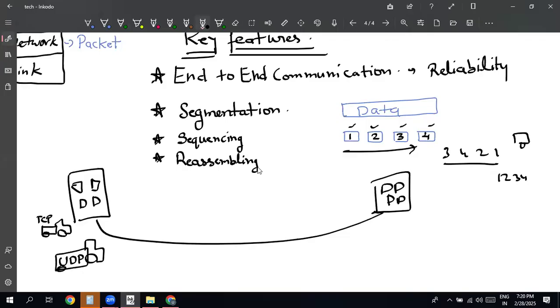Sometimes your traffic might get lost, your data segments might get lost in between. So retransmission, or error detection and recovery of traffic, is also one key feature of the transport layer.